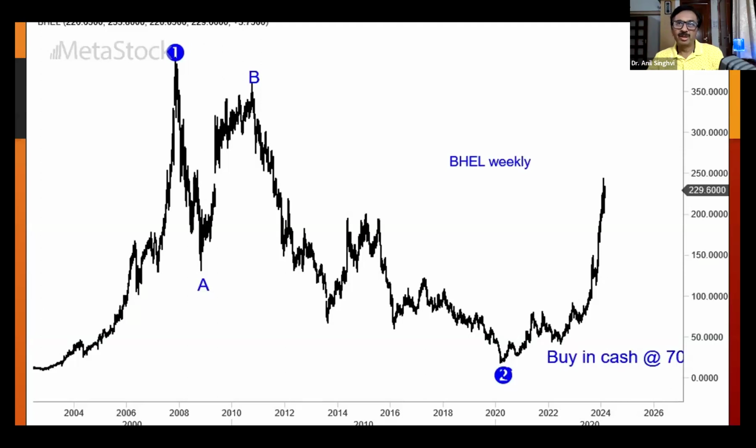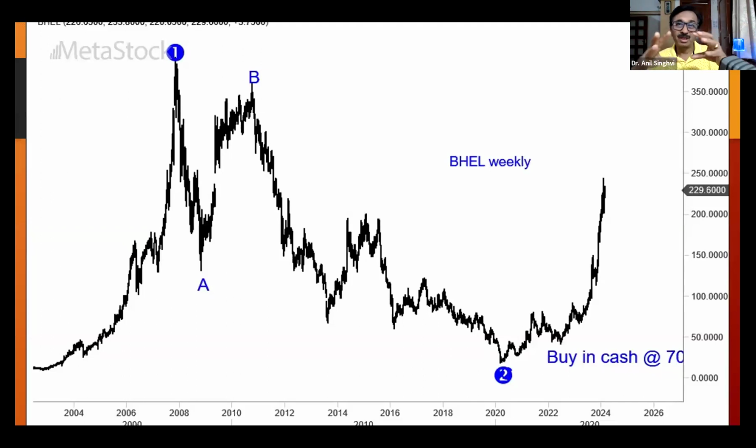So now it has reached $229. So that cash position has done very well. And then we also bought it in options. So, nice trade, good. But the question that arises is, what happens if you miss the bus and couldn't get in at 70? Where do you get in?